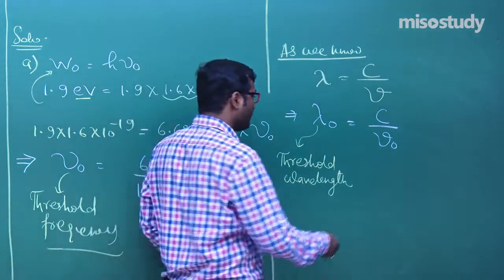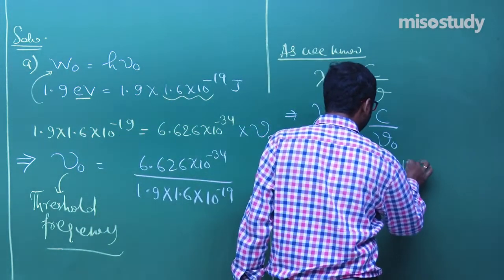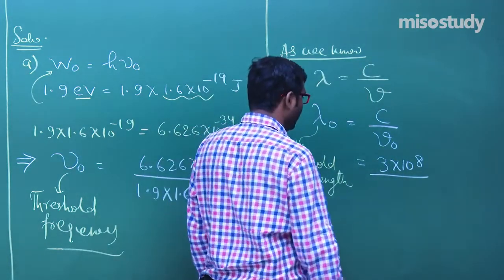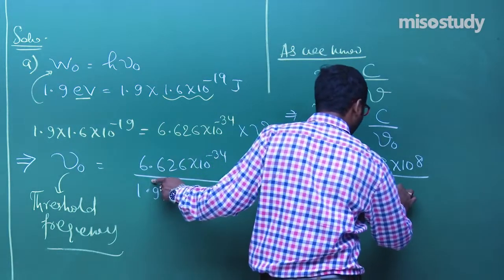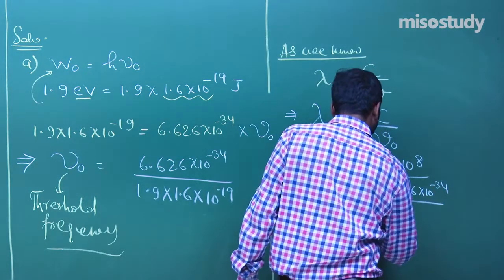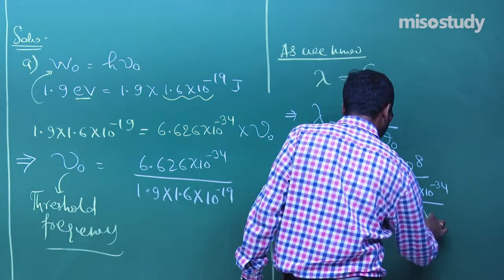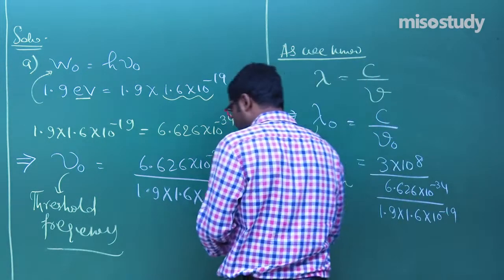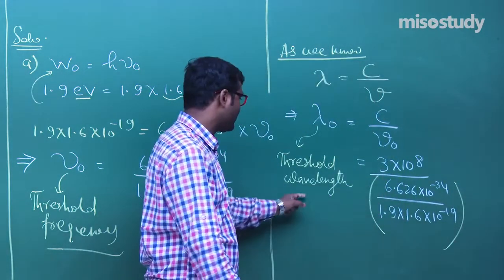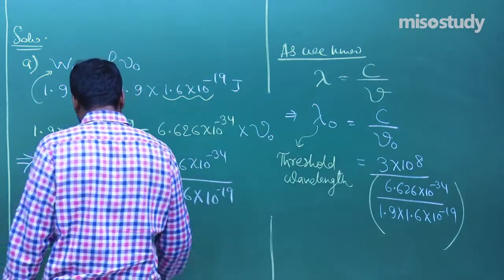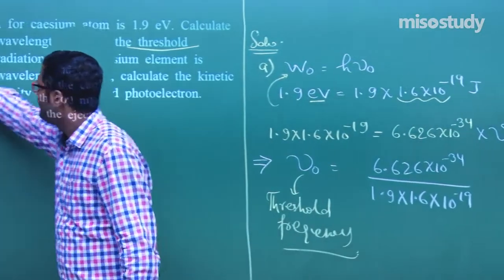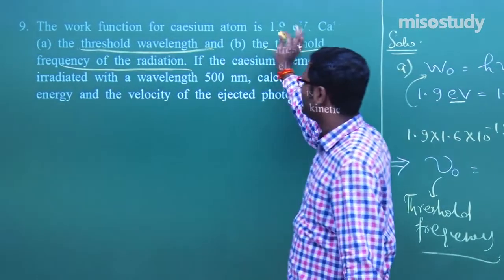Now what is c? The value of c is equal to 3 into 10 to the power 8 meter per second. And what is nu naught? Put 6.626 into 10 to the power minus 34 divided by 1.9 into 1.6 into 10 to the power minus 19. Clear to you? This is the formula. This is the threshold wavelength. This is the threshold frequency. Check it out. Threshold frequency and threshold wavelength, we have solved the two parts.